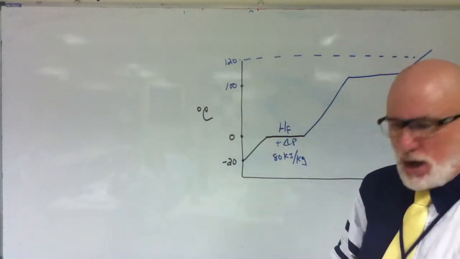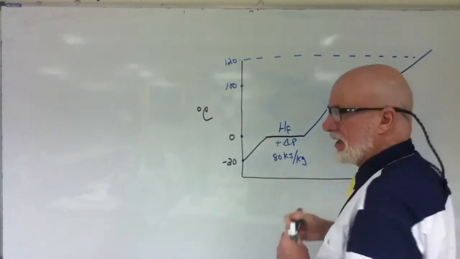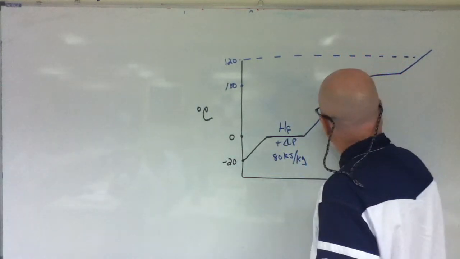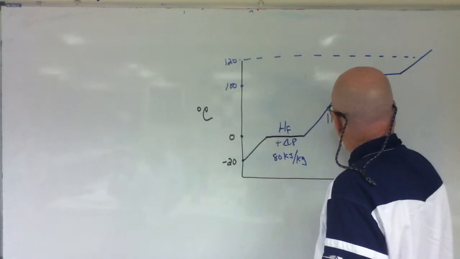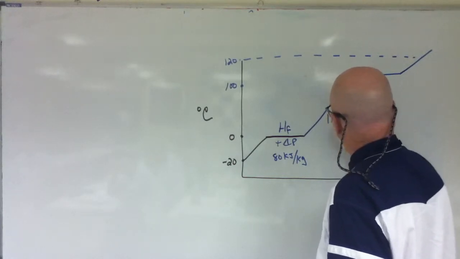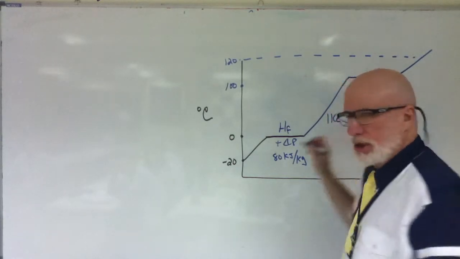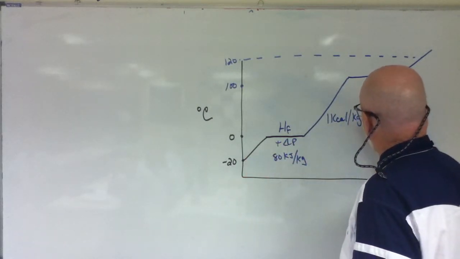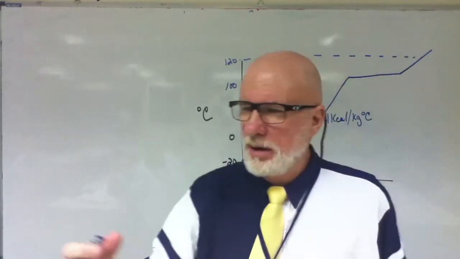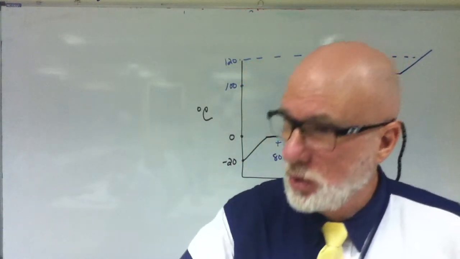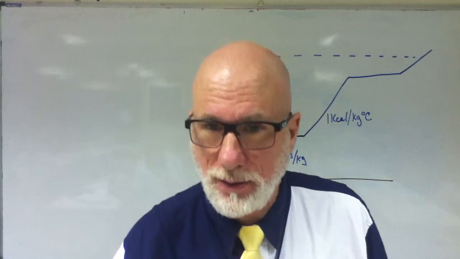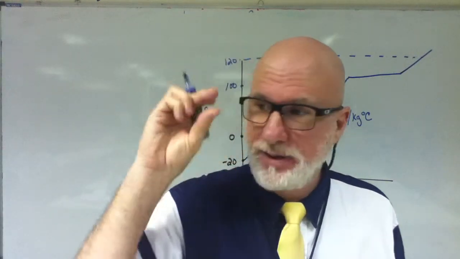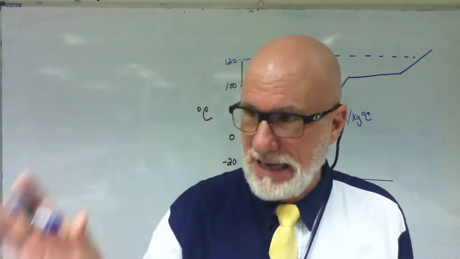Yes? We know the specific heat capacity of water is 1 kilocalorie per kilogram degree Celsius, or calorie per gram degree Celsius, or kilocalorie per kilogram Kelvin degree, right, Kelvin, because the size of the Kelvin, the size of the Celsius is the same, okay?